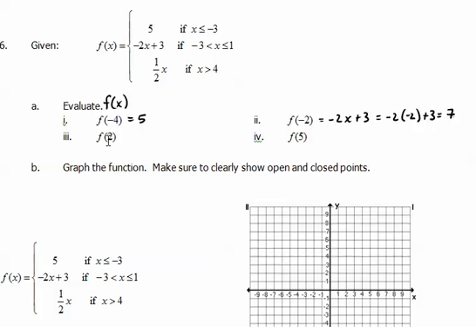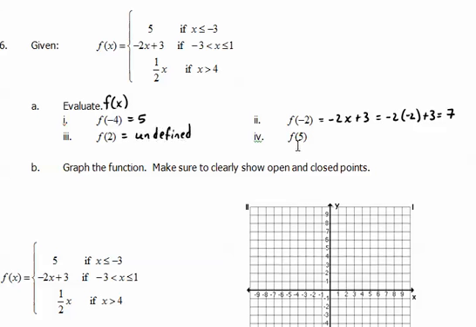Then let's do 2. Well, is 2 between negative 3 and 1? No, it's bigger than 1. Is 2 greater than 4? No. None of these is 2. So therefore, this is undefined.